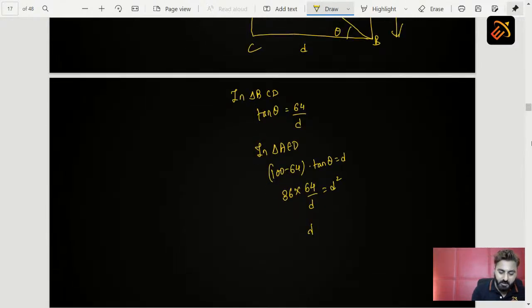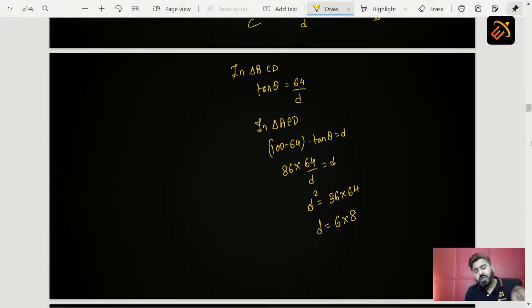So from here, what will be the next step? D square is equal to 36 into 64. So D will be what? 6 into 8. Now D is basically what? It is a distance, right? So it cannot be negative. So we will write D as 48 meter.